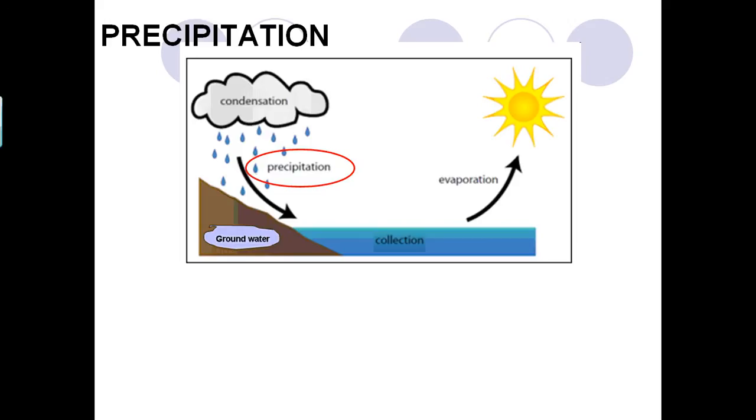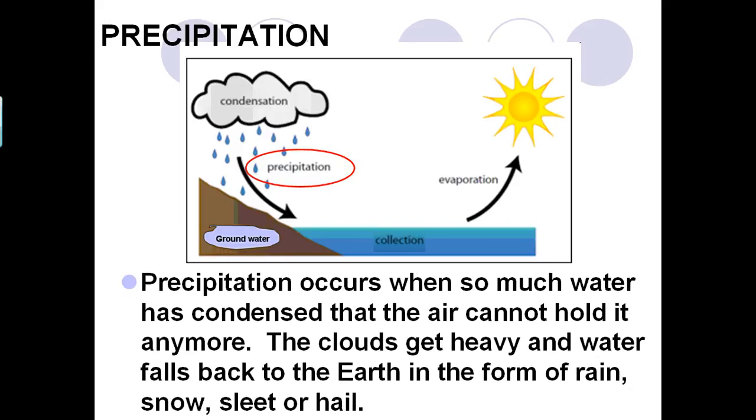Precipitation. Precipitation occurs when so much water has condensed that the air cannot hold it anymore. So basically, the water droplets get too heavy for the clouds to hold. The clouds get heavy and the water falls back down to the earth in the form of rain, snow, sleet, or hail. These are the different forms of precipitation.